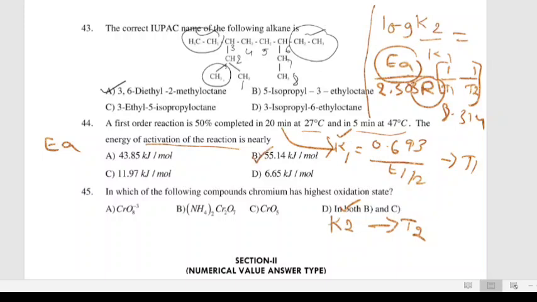Next one. In which of the following compounds chromium has highest oxidation state? This one, if we consider X plus 8 into minus, this CrO8 minus 3, right? One second. The CrO8 minus 3, all the oxygens are having that peroxide linkage.